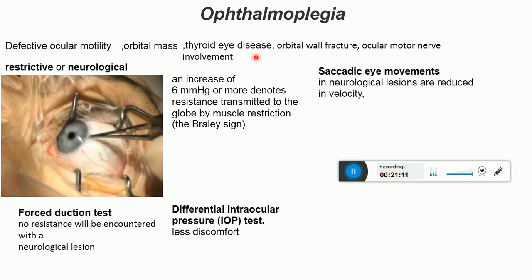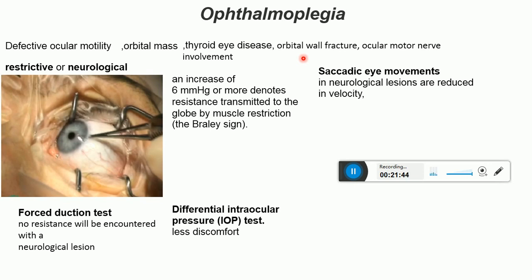Ocular motor nerve involvement associated with lesions in the cavernous sinus. Orbital fissures or posterior orbit syndrome, for example, carotid cavernous fistula, Tolosa-Hunt syndrome, malignant lacrimal gland tumors.